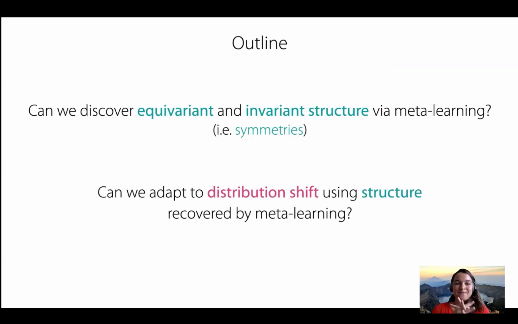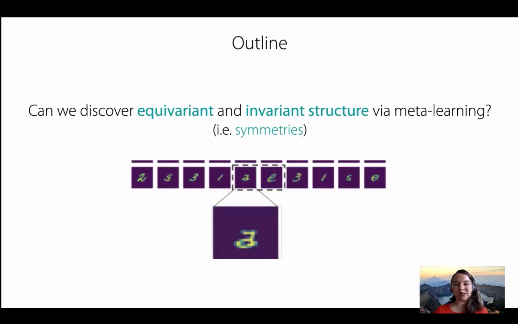Okay, so to wrap up, I talked about how we might discover equivariant and invariant structure via meta learning, and then use this when trying to transfer to new tasks, and showed how this can essentially be used to discover certain kinds of structures like convolutions. And I also talked about how we can adapt to distribution shift using the structure recovered by meta learning, specifically looking at shifts in groups.